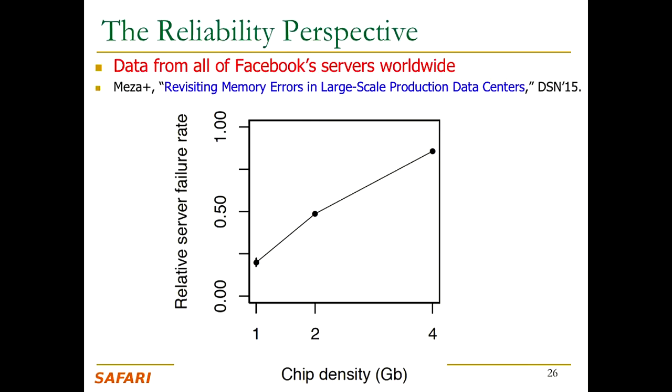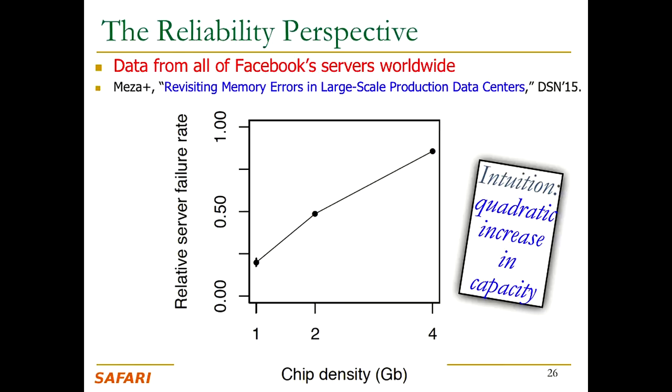There's a third perspective, which is a reliability perspective. I don't think I've shown this in the lecture before, but basically reliability of memory is decreasing because we're putting more cells in a given chip area. And we've discussed this previously, but this is one study that one of my students did with Facebook. And basically what we've done is we've gone and analyzed every single memory error in every single server that Facebook has. And they have a lot of servers.